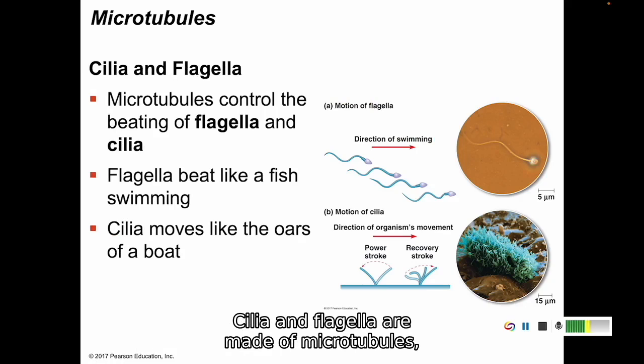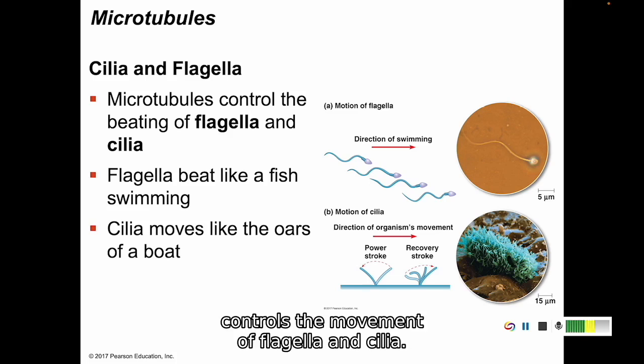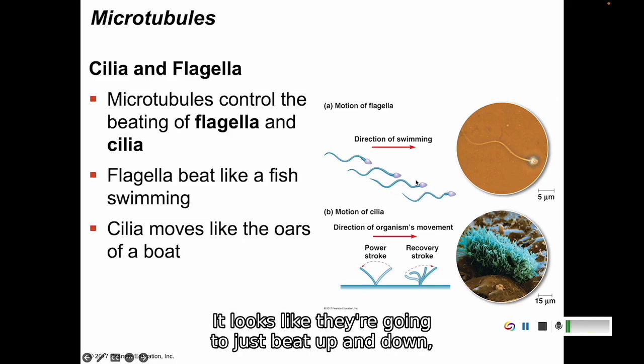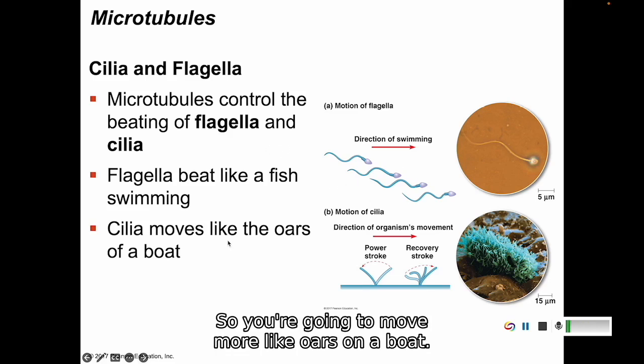Cilia and flagella are made of microtubules, or rather the movement of microtubules controls the movement of flagella and cilia. So here you have flagella on probably sperm cells, it looks like, and they're going to just beat up and down, kind of like a fish swimming, until the sperm moves this way. Cilia are going to move more like oars on a boat.